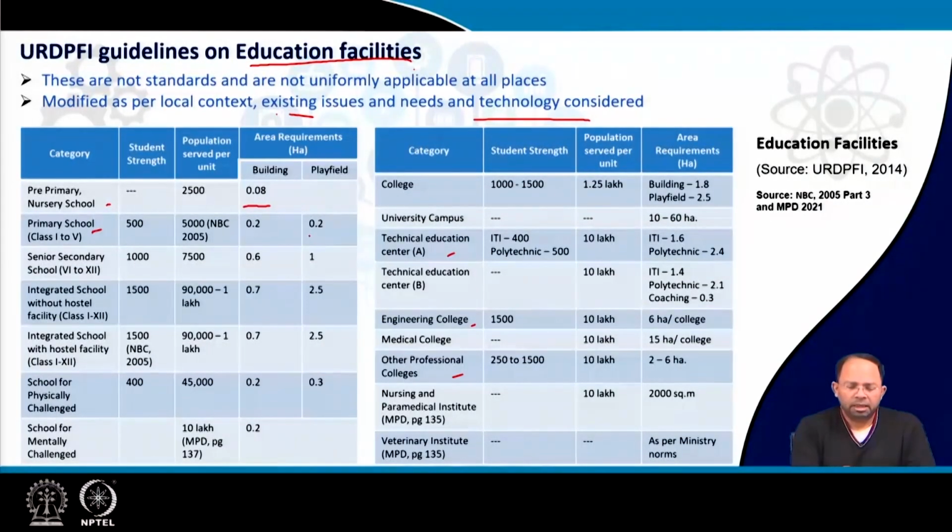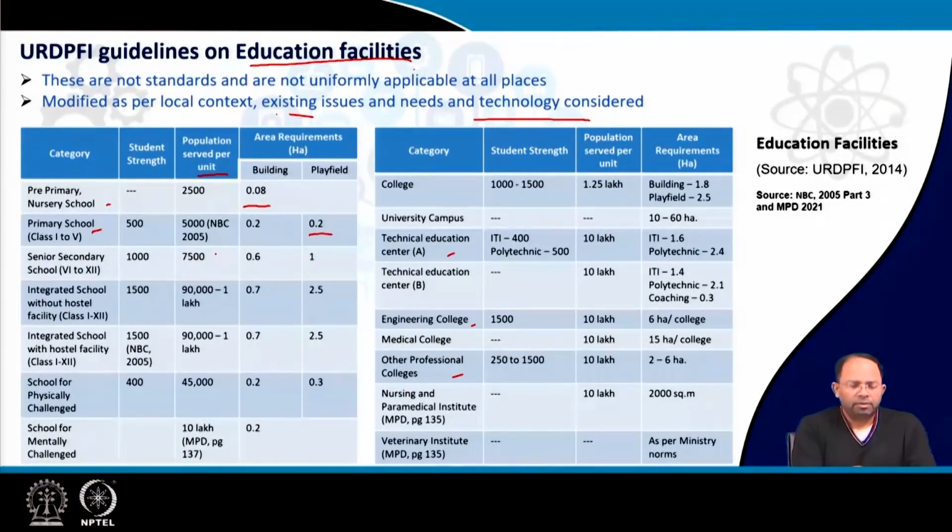In other cases, the playfield requirement is also specified. So schools should have their own playfield. If they don't have a playfield, they can share playfields from surrounding areas also. So that is possible. But in general, we have to determine how many schools should be provided for a certain area based on the population figures that are given over here.